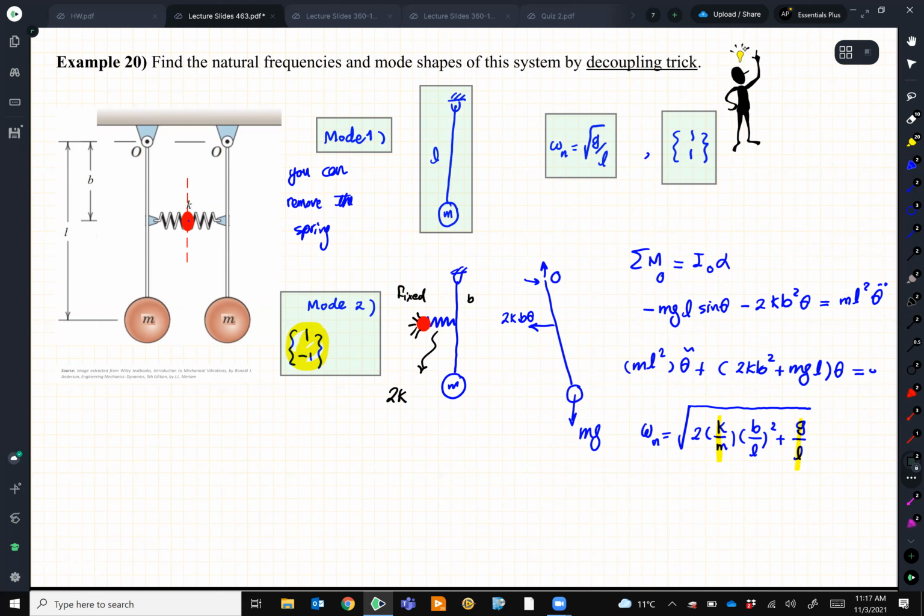Say it again. Again, because they are exactly the same. They are identical, right? Yeah, we take advantage of symmetry. No, exactly. If the mass here instead of m was 2m, this method doesn't work.